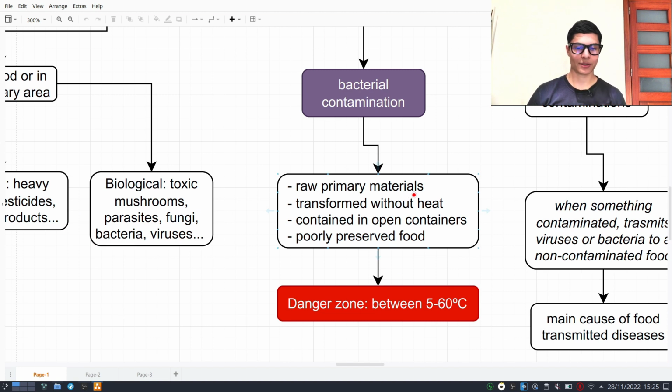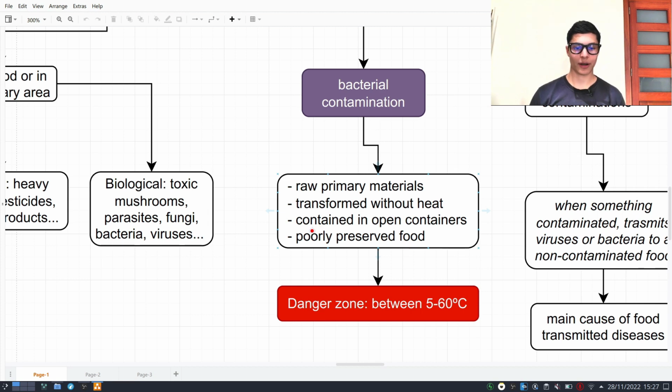We can find bacteria that are potentially harmful for us in raw primary materials, such as fresh meat, for example, fresh eggs. And then also in food transformed without heat. This means that in dishes that we prepare without using heat, there can be some bacteria, because without using heat we didn't kill them. An example of this is mayonnaise. We prepare mayonnaise with raw eggs, but we don't heat up the egg, we don't cook the egg, and the end result is still raw.